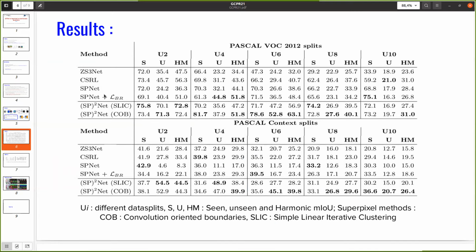So let's discuss the results. We have our baseline SPNet model on which we add bias reduction loss and the superpixel pooling. ZS3 and CSRL are the existing methods, where CSRL is the current state of the art. We have 10 different data splits on which we perform the experiments. So we observe that with both of the superpixel methods, that is SLIC and COB, we see improvement in performance with respect to the baseline. Also, with the addition of the bias reduction loss, we see improvement in most of the cases compared to the baseline, which is SPNet. So this shows that the bias reduction loss and superpixel pooling module both help in improving the performance.